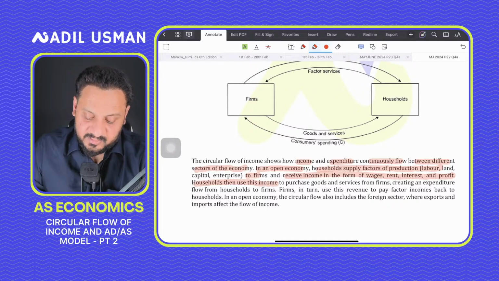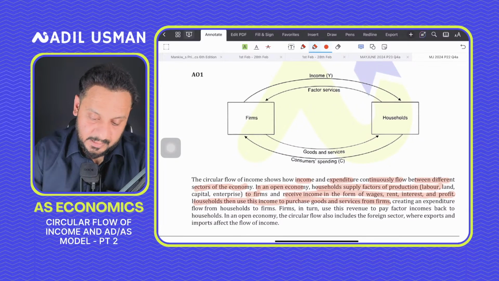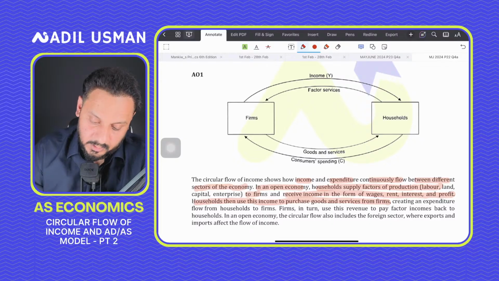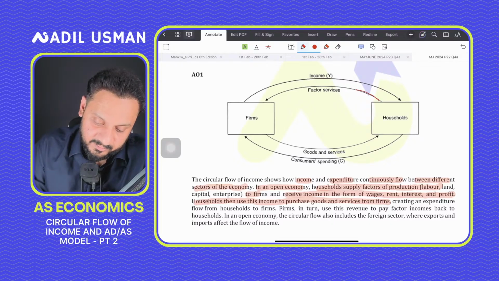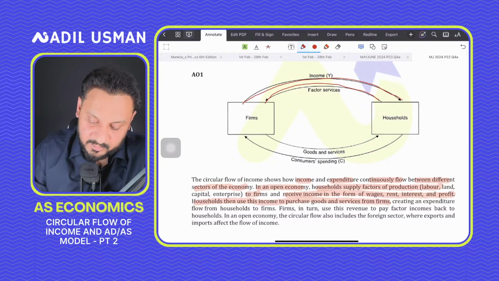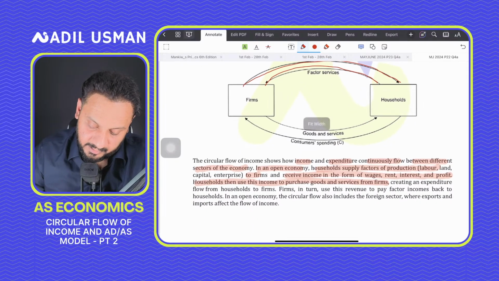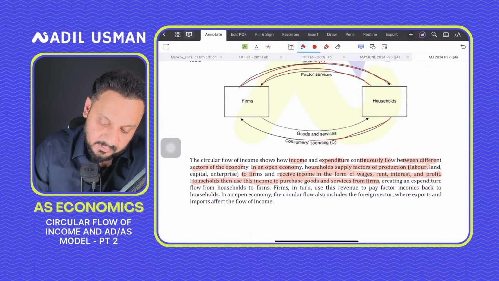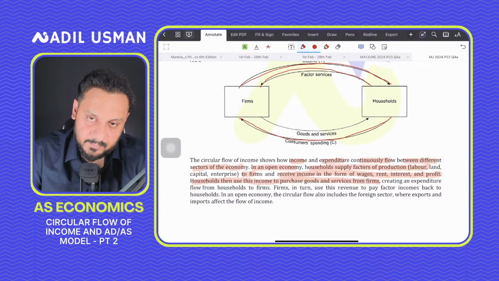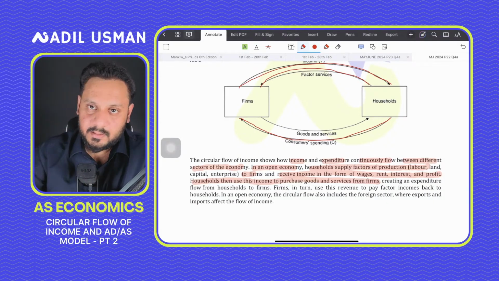Households then use this income to purchase goods and services from firms. Obviously, you know that households are basically going to provide factors of production to firms, and in return, firms will provide factor income to households, and then households will use this to purchase the goods and services from firms, and in return, they will pay the factor income that the households have received.